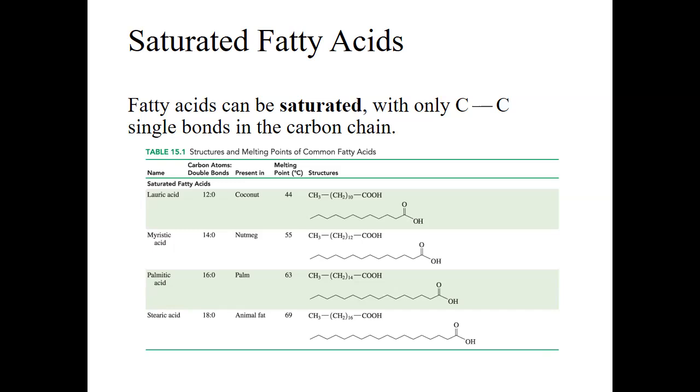Lauric acid, the 12 carbon acid we talked about in the previous slide. Where do we find it? It's actually found mostly in coconut oil. Myristic acid, we don't see as much, but it is one of the oils that is present in nutmeg. Palmitic acid, it's 16 carbons. We find it primarily in palm. So it's one of the things in palm oil. There are several. And then stearic acid. Stearic acid is found in animal fats, 18 carbons, completely saturated.